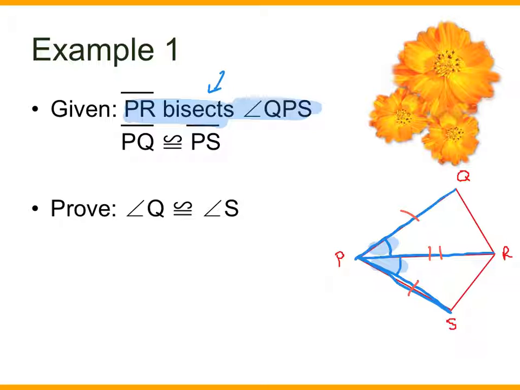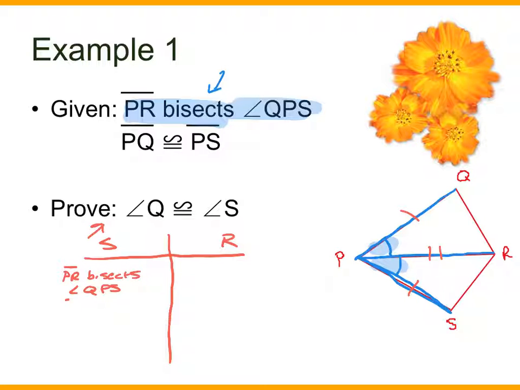Now, they did not say prove these triangles were congruent. They said prove that Q is congruent to S. So we already know by going through this proof. Let me just write this down real quick. And if you could write fairly quickly with me as well, I'm going to put this as a proof here. I've got that PR bisects angle QPS and line segment PQ is congruent to line segment PS. That was given.